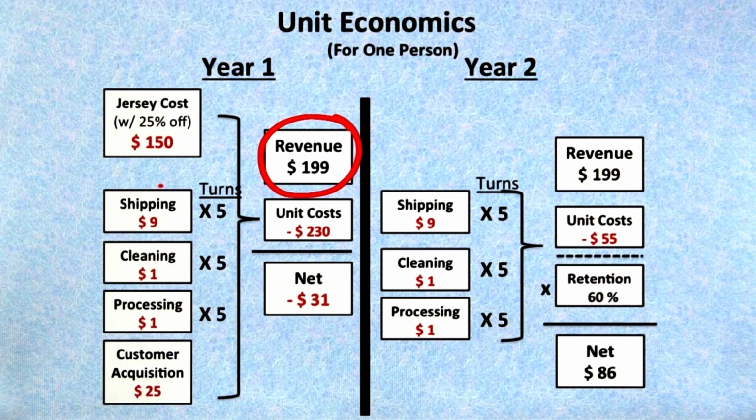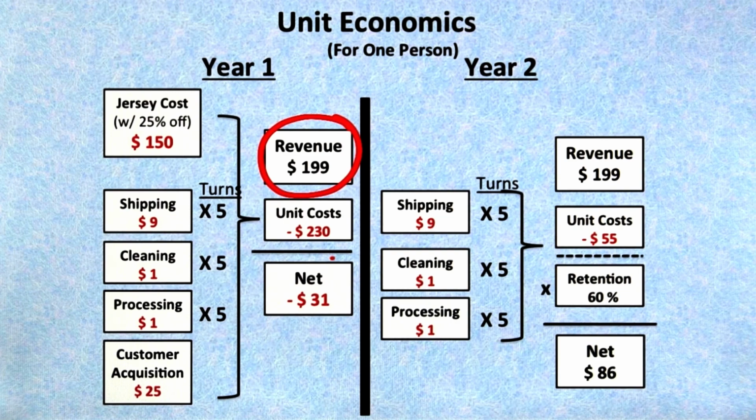They think they'll be able to rent it 5 times during the year, that their shipping cost was about $9, their cleaning cost $1, processing cost $1, and their customer acquisition and activation cost, $25 a team. And so if you take a look at their unit cost, you add all this up, it's $230, but their revenue was only $199. Why would they do this? Because they were going to lose $31 a year?